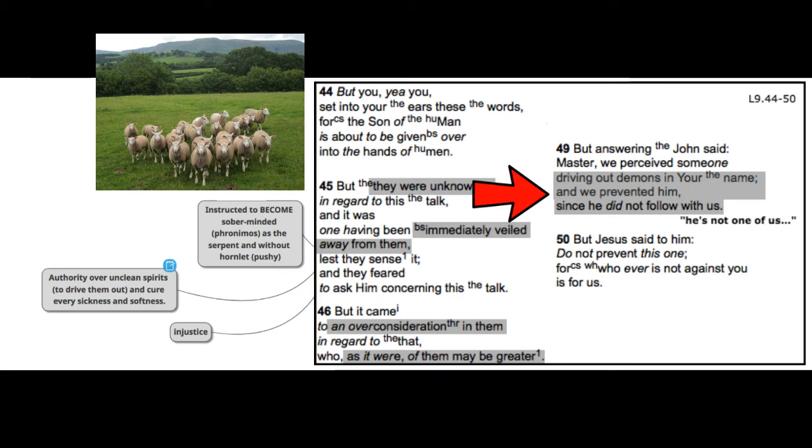Where yet again in verse 49, they perceive someone driving out demons, where he tells Jesus, we prevented him since he did not follow with us. And who could this have been, casting out demons who did not follow with the sheep? Well, it was one of the 70. And why did this one not follow with them? Well, because they were not instructed in the same manner as the 12. But Jesus had to admonish this also, saying that whoever is not against you is for us.